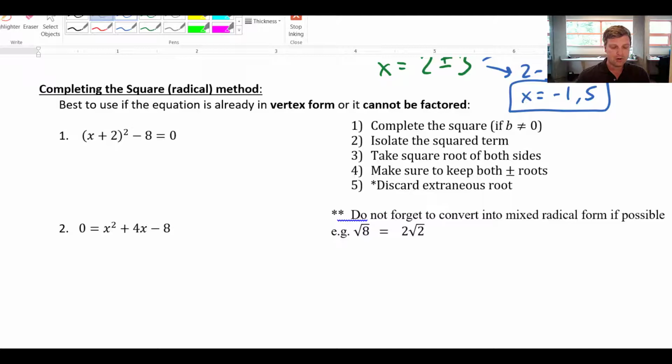Well, if we're already in vertex form, like you can see this one right here, I'm already in vertex form, well, that's just going to be easier. Just go ahead and finish it off that way.